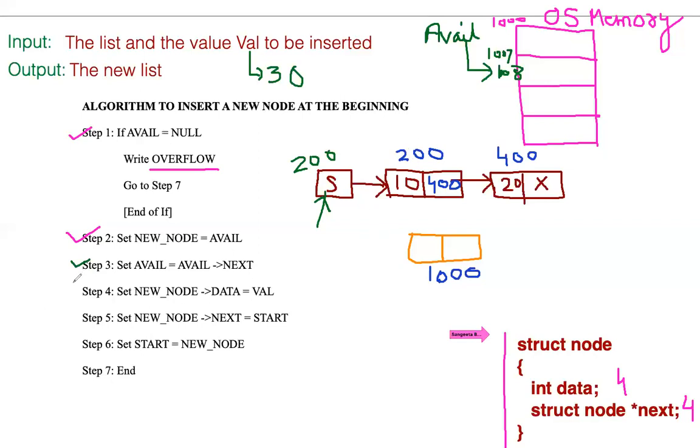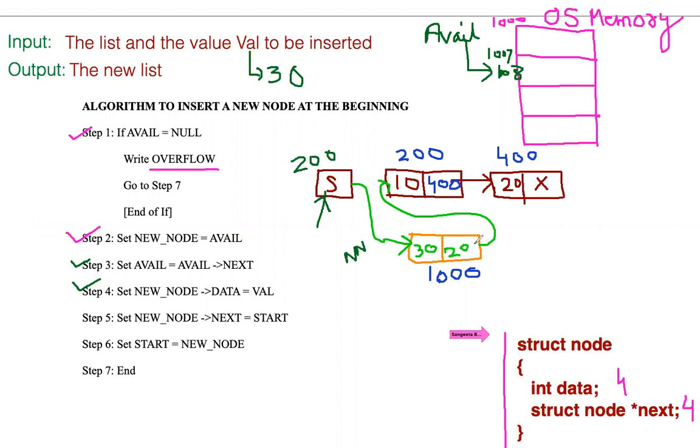So what will be the next step? New node arrow data equals val. That means in the data part of the new node. So this is my new node. In the data part of the new node, I want to have the value 30. So I have written 30 here. Now this is the first node. So how do we have to link it? Basically, we have to link it like this. Start will be pointing to my new node, and my new node has to point to this. So previously what was the first node now becomes the second node, and the new node will become the first node.